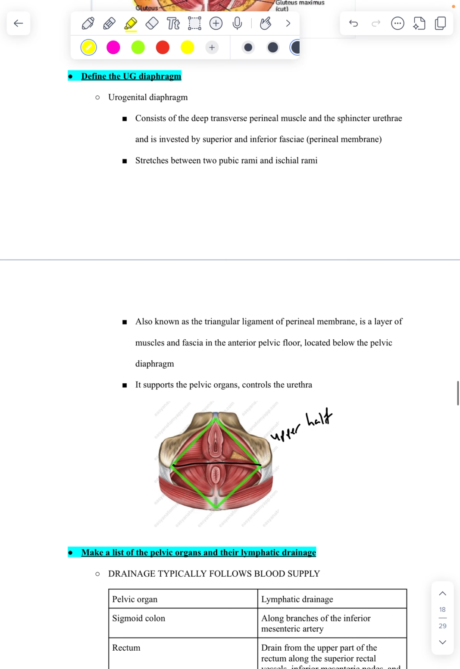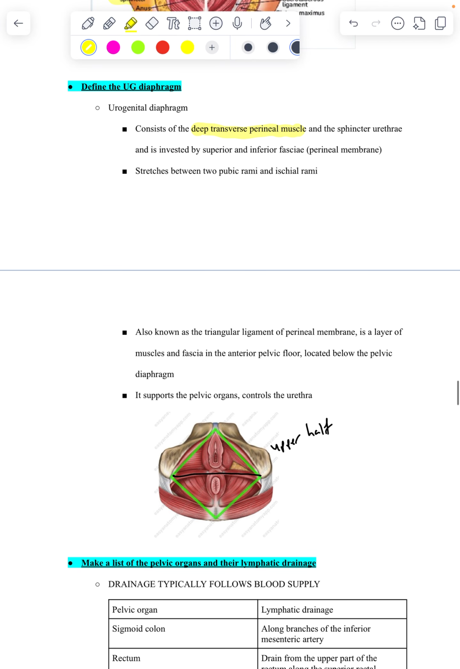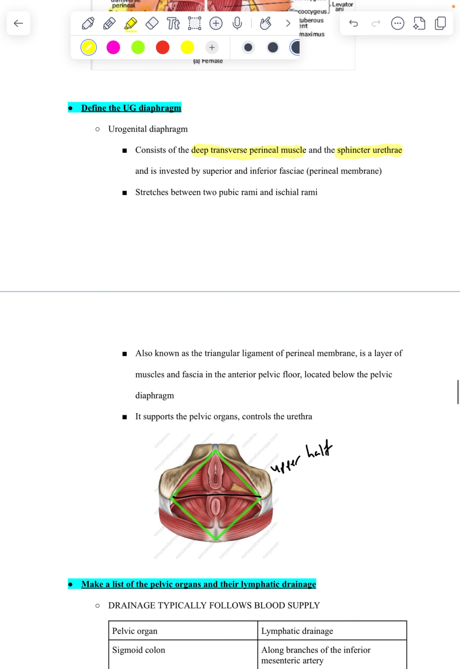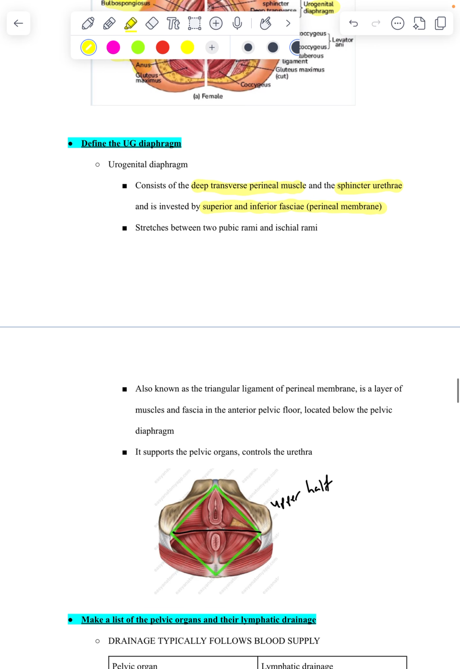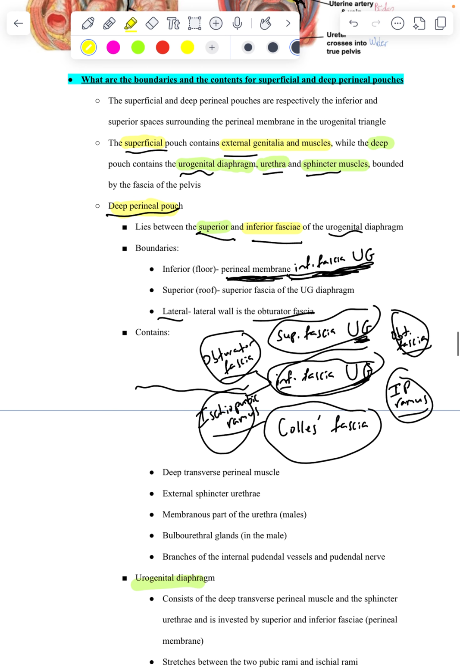Okay, and then the urogenital diaphragm, it's really just this upper half right here. We just talked about it, but it has the deep transverse perineal muscle. It has the sphincter there to help control when you hold it in, when you void, all that stuff. And it's invested by the superior and inferior fascia, because remember, it's part of the deep perineal pouch, so it's between the superior and inferior fascia.